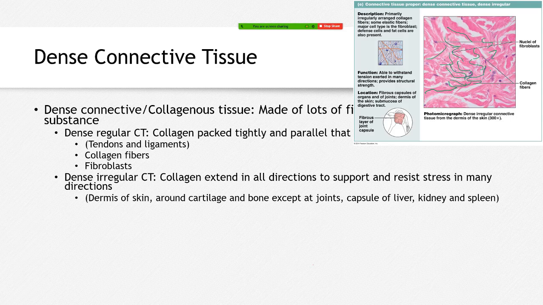So where would we find this? We'll find it in the skin, the dermis of the skin. Okay, we'll talk about the dermis, what that is, later on in the next chapter. It's going to be around cartilage and bone as well. And then you find this in the kidney and spleen as well. So we find these collagen fibers, and once again you see these nuclei, right? And the nuclei are the nuclei of the fibroblasts once again.